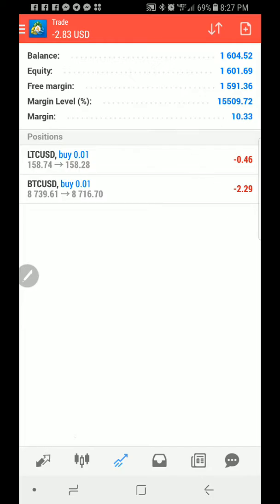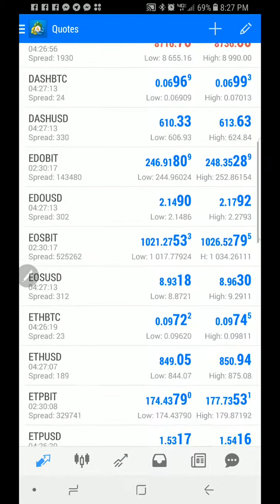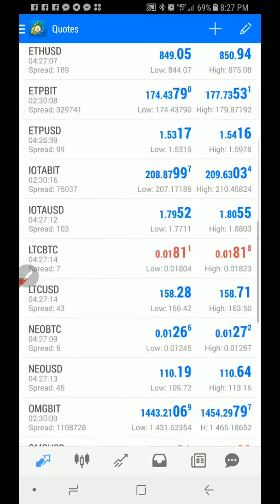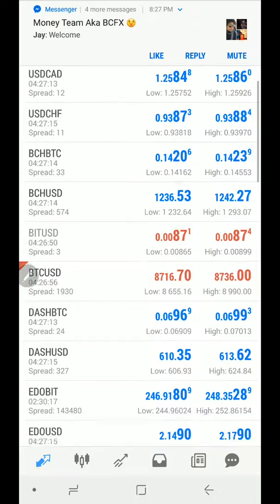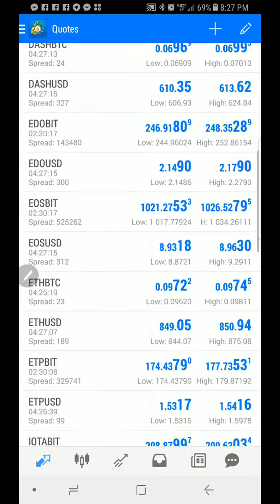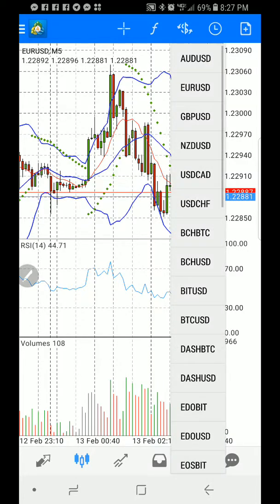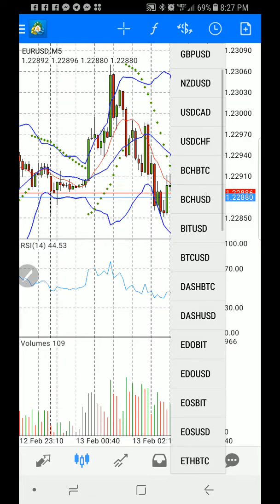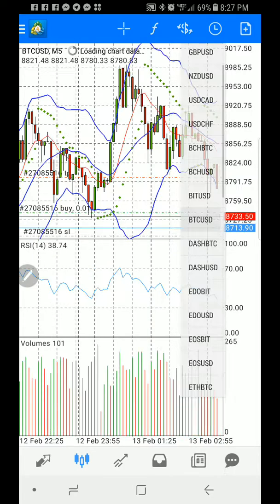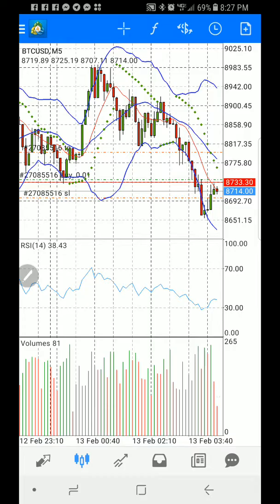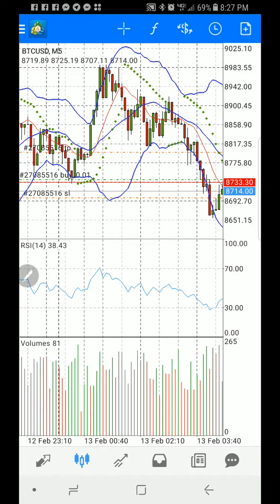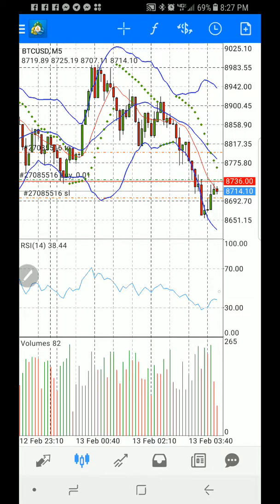What else? Let's see what we got here. These are the actual pairs for this broker. These are all crypto pairs. This is a crypto account. If we go to, let's change this out, we'll go to Litecoin. Let's go to Bitcoin USD, BTC USD. As you can see, we're well under the 30 RSI down here, which is usually a good indicator to get into a trade. Anything above there is when you want to get out as it's coming down. So we can see it's starting to form.